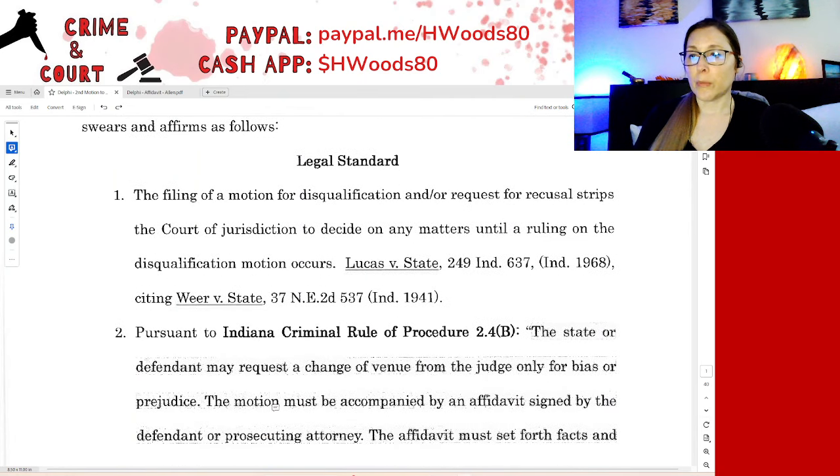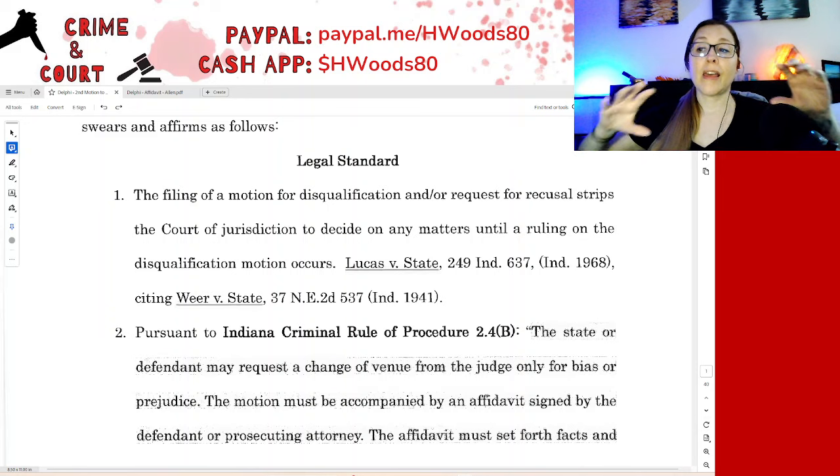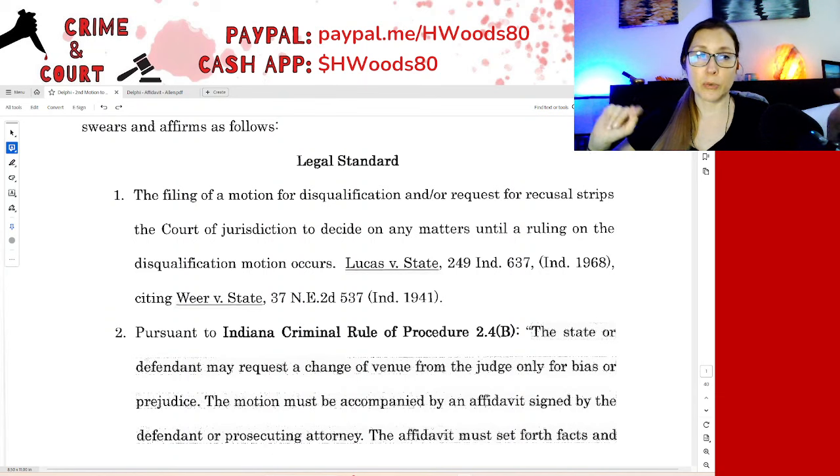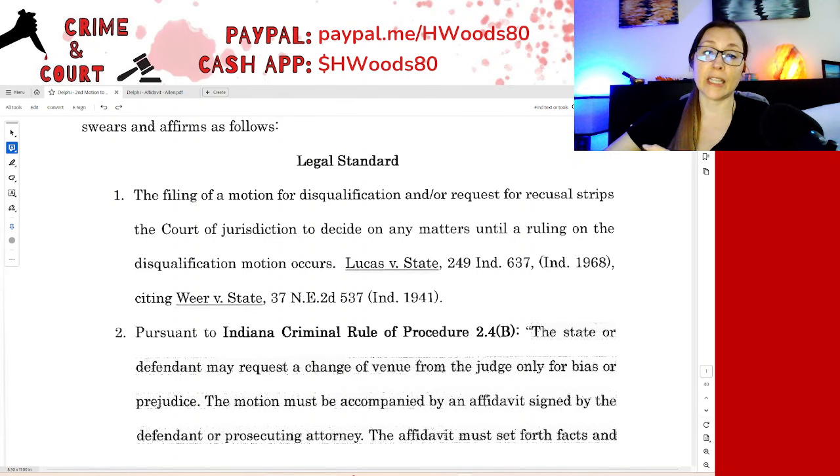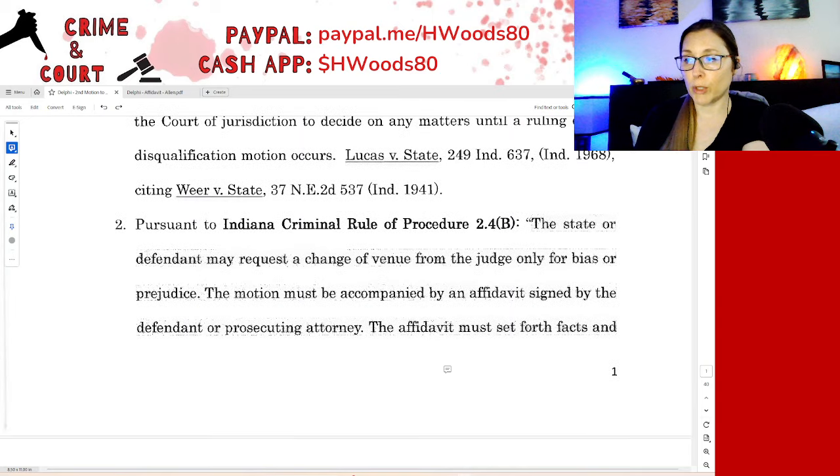Legal standard. Number 1, the filing of a motion for disqualification and/or request for recusal strips the court of jurisdiction to decide on any matters unless a ruling on the disqualification motion occurs. So any other matters in this case need to go to a screeching halt. So that hearing that they're supposed to have, that's got to get canceled, because they're supposed to have a hearing this week, May 21st through the 23rd, I think, to rule on certain motions that are still outstanding. Well, because of this motion to disqualify, she has no jurisdiction whatsoever to rule so far on any other outstanding things going on in the case. There's several motions still outstanding.